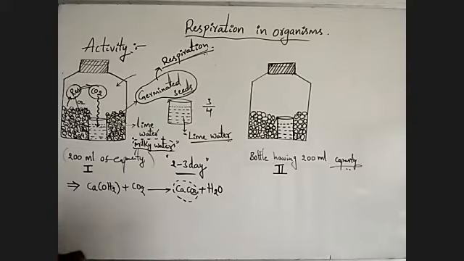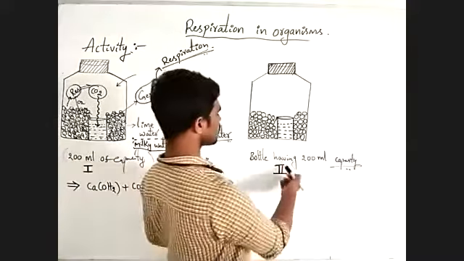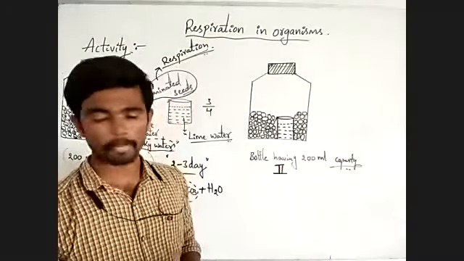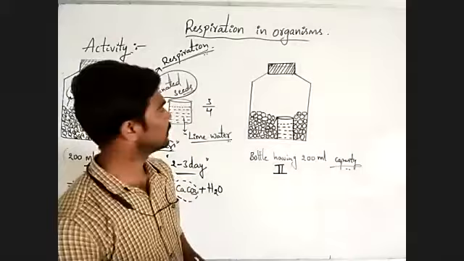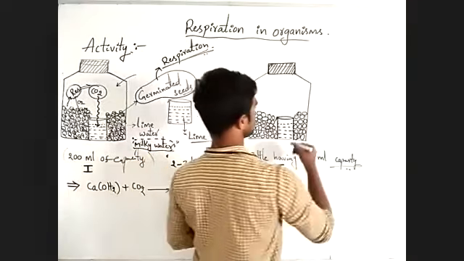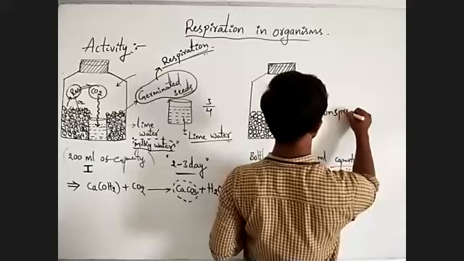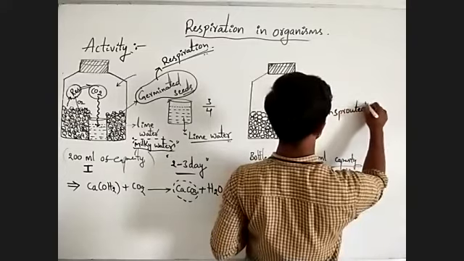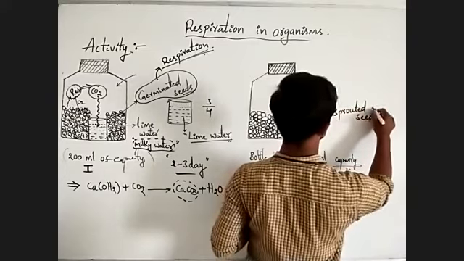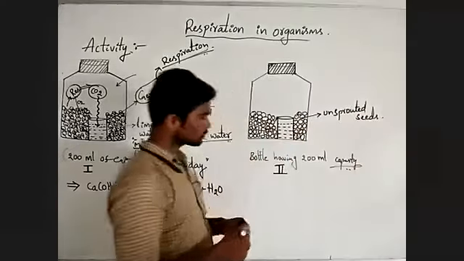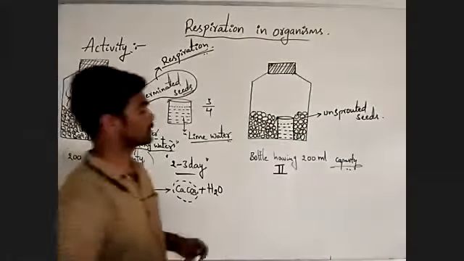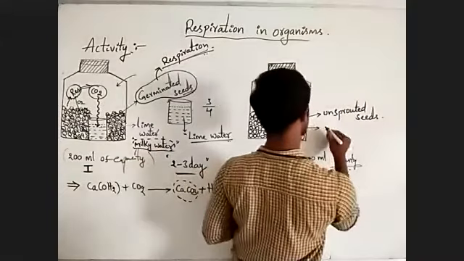Now come to the second bottle. In the second bottle, we placed unsprouted seeds. Next, lime water we already placed.